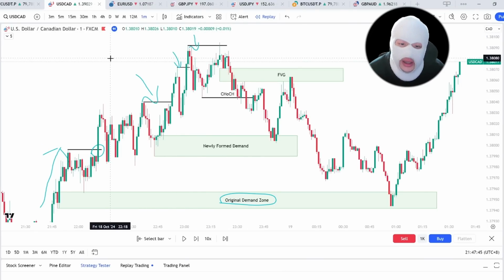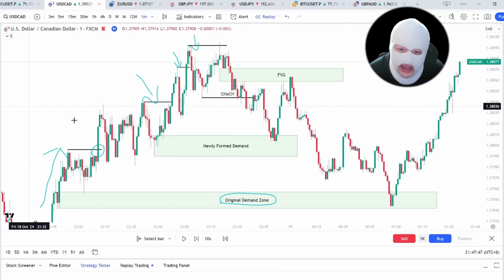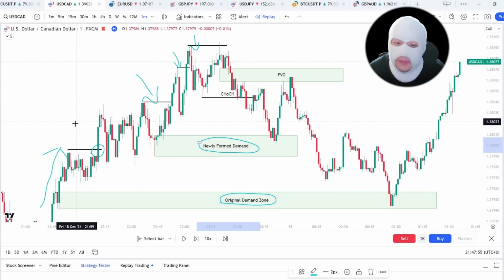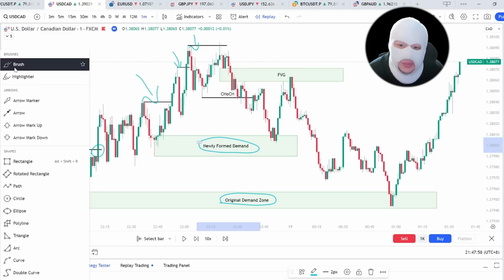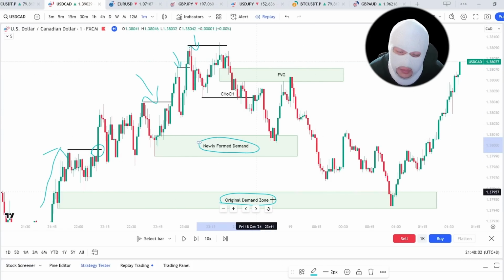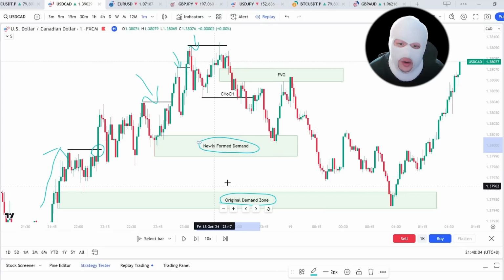At this point, a new unmitigated demand area is created, the newly formed demand right here, which will act as our support. Still, the market sentiment is bullish as long as price trades above the extreme demand right over here, which is our original demand zone. Here's the first example of finding the trend based on demand zones and market structure. And I'll move on to the next.